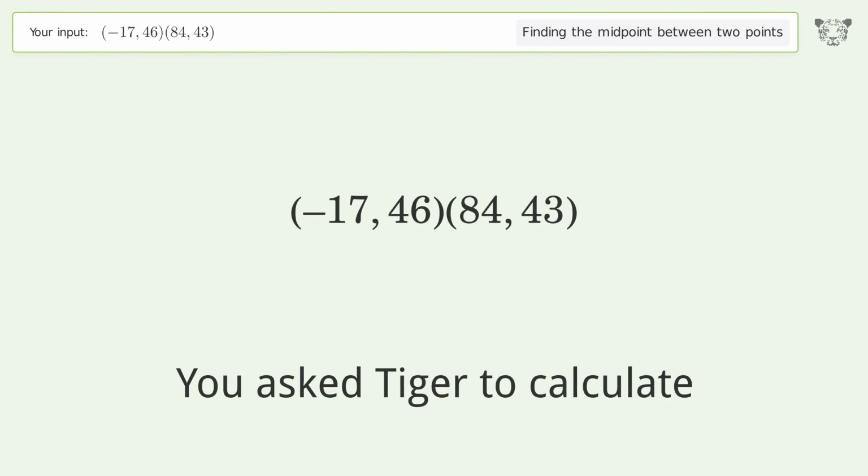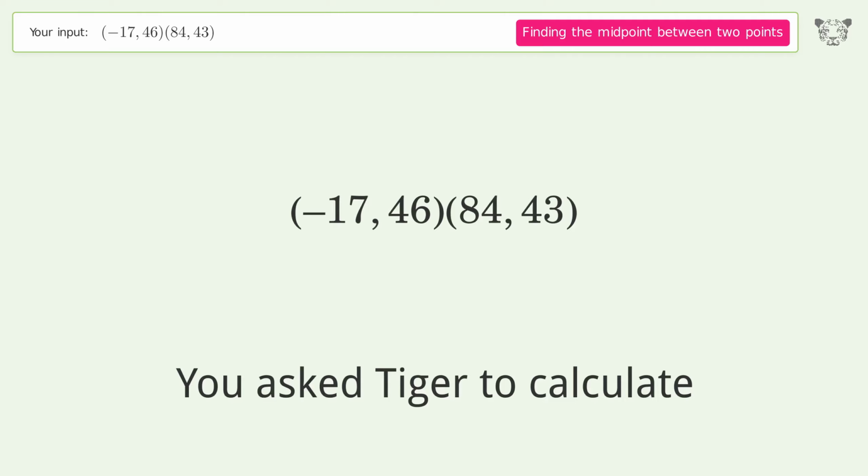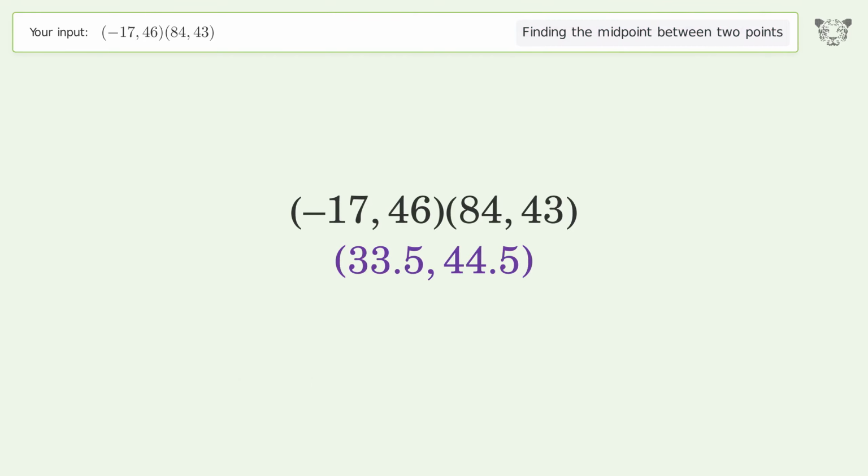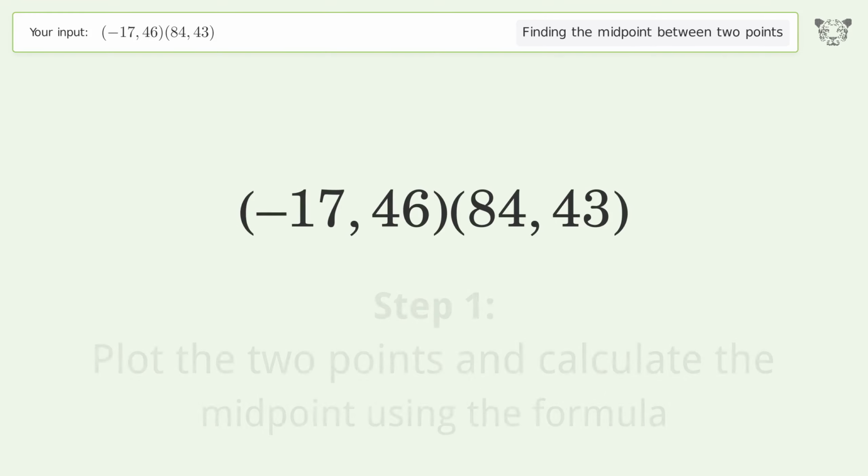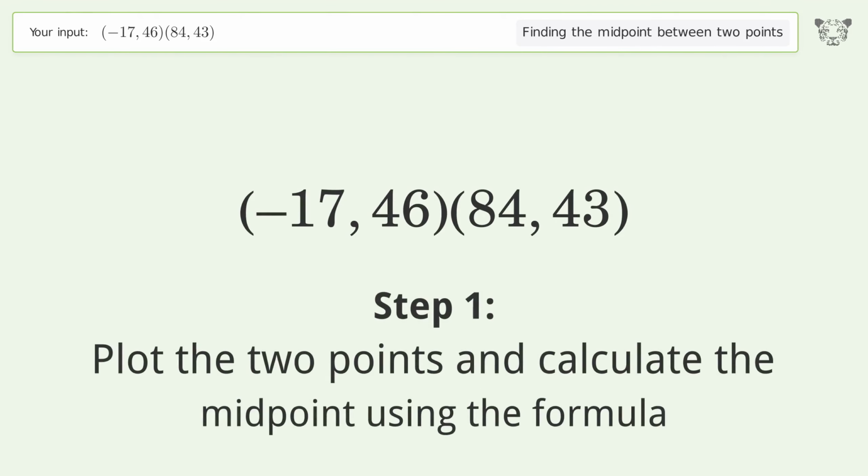You ask Tiger to calculate. This deals with finding the midpoint between 2 points. The midpoint between the 2 points is 33.5, 44.5. Let's solve it step by step. Plot the 2 points and calculate the midpoint using the formula.